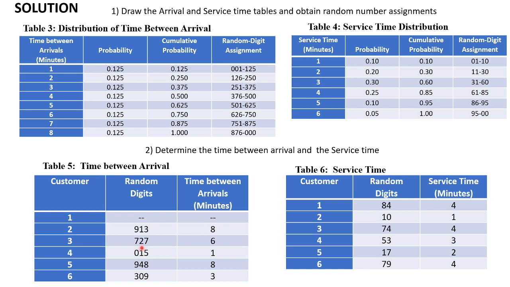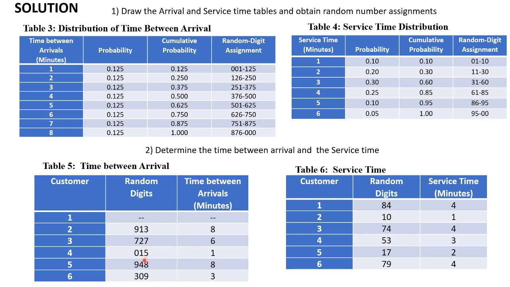The next one, customer 3, is 727. Sorry, 727 is over here. All right. So if 727 is here, the time between arrival for that customer is 6, which means that after customer 2 arrived, it took 6 minutes for customer 3 to also arrive.